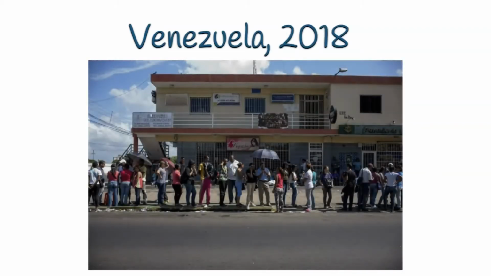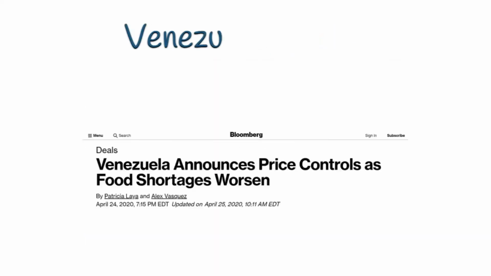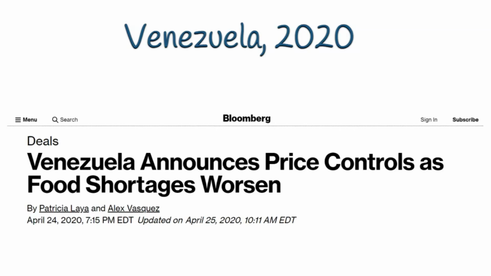Here is a picture of people lining up at a supermarket in Venezuela in 2014. Here's another, this time from 2018. Since 2003, the government there has imposed price controls. These controls have been expanded since. For example, in April 2020, the government announced controls on 27 basic food items.